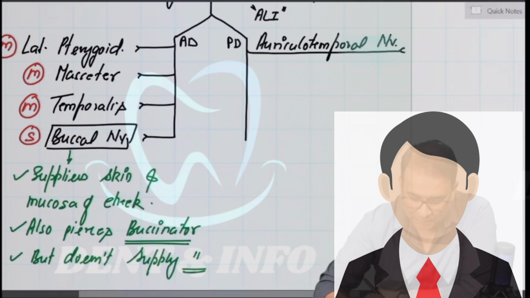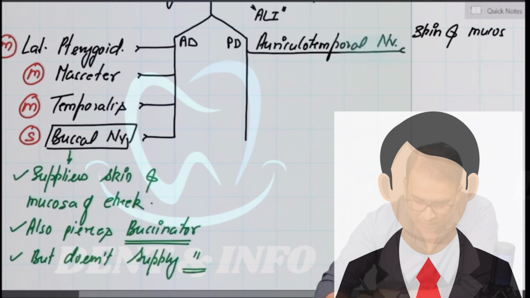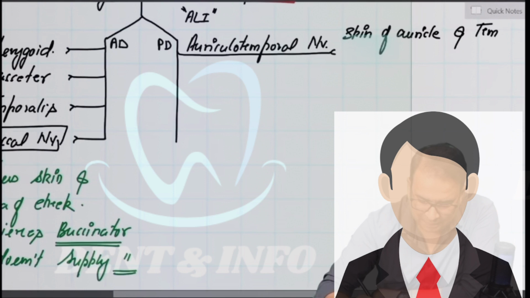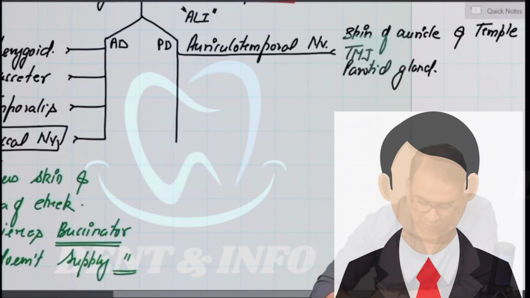So the auriculotemporal nerve supplies the skin of the auricle and temple. That is one thing. It supplies the temporomandibular joint. And it also supplies the parotid gland.